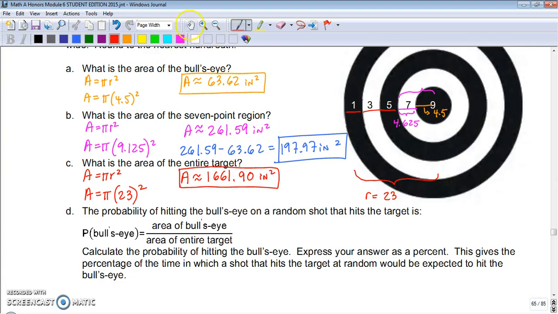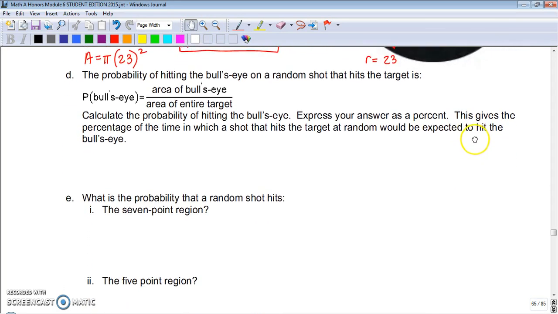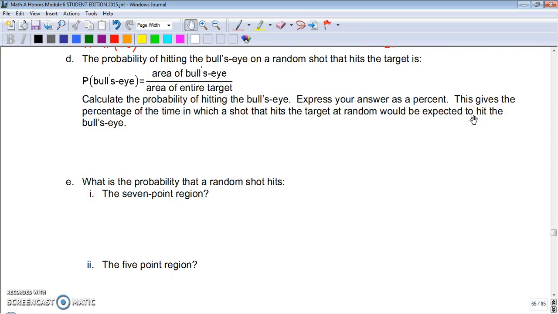Let's go to D. In the questions that follow, I will not answer all of these, but I will answer some of them. The probability of hitting the bullseye on a random shot that hits the target is the probability of the bullseye equals the area of the bullseye over the area of the entire target. So we have essentially part over whole. Calculate the probability of hitting the bullseye. Express your answer as a percent. This gives the percentage of the time in which a shot that hits the target at random will be expected to hit the bullseye.